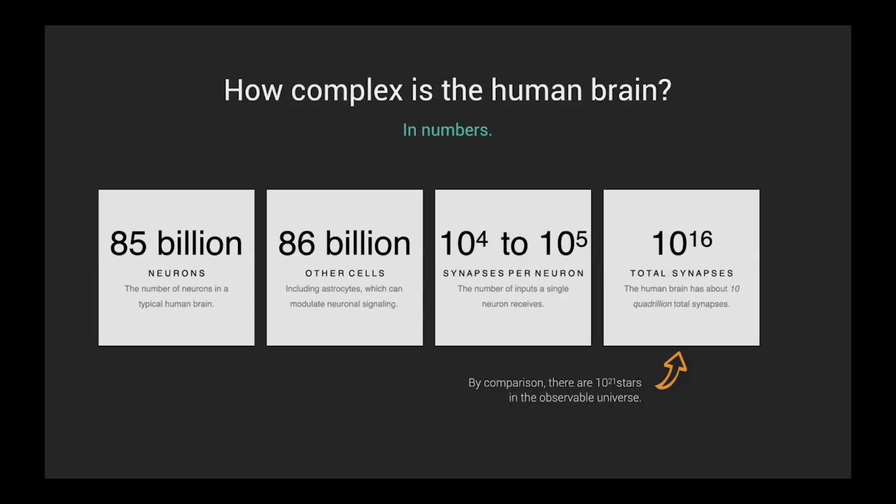If we look at the complexity of the human brain in numbers, there's about 85 billion neurons in a typical adult human brain. Importantly, there's about another 86 billion non-neuronal cells. And the most important ones to me are astrocytes, at least from a computational perspective. I suspect in this audience, everybody knows what astrocytes are. Of course, they're one of the 3 main subtypes of glial cells.